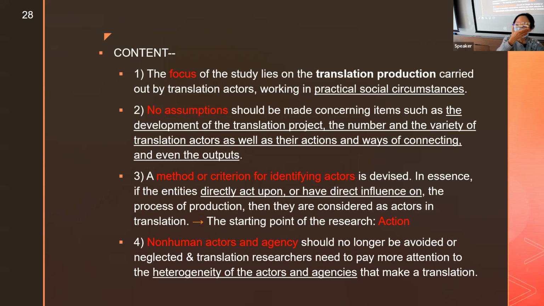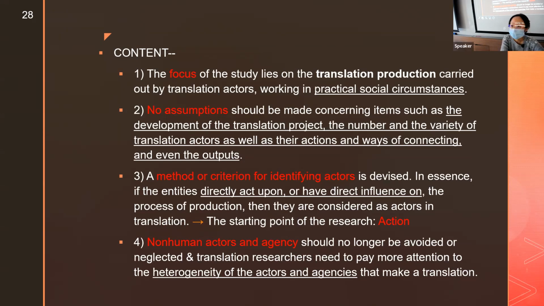And second is that no assumptions should be made concerning the items, such as the development of the translation project, the number and variety of translation actors, as well as their actions and ways of connecting, and even the outputs. This helps to identify the real conditions in which the translation stages, phases through which the project develops, and the unexpected events that might change a project or a translation substantially. So the possibility of finding new things or new developments is opened up.